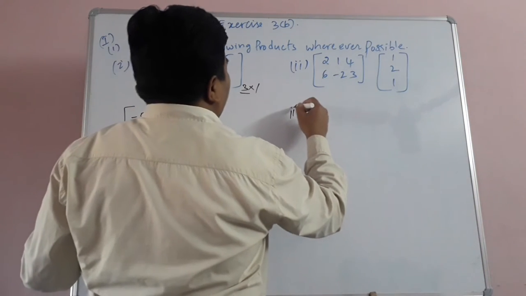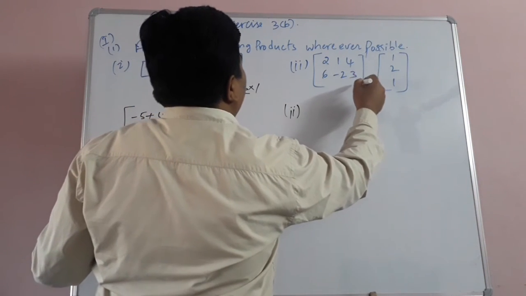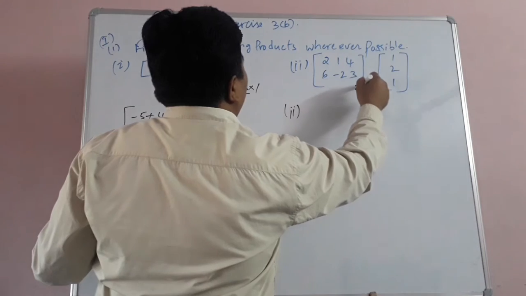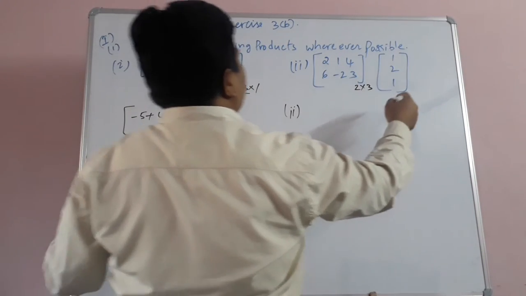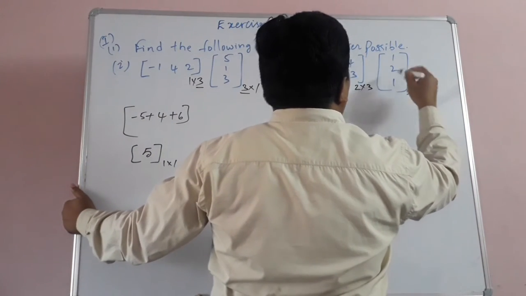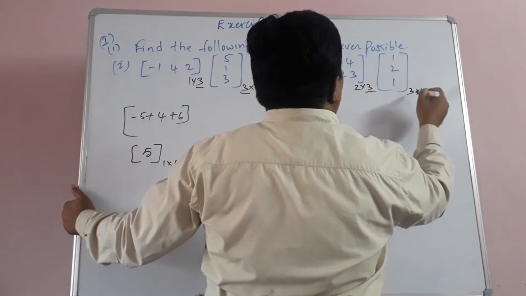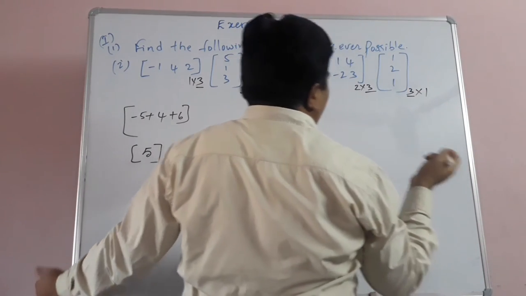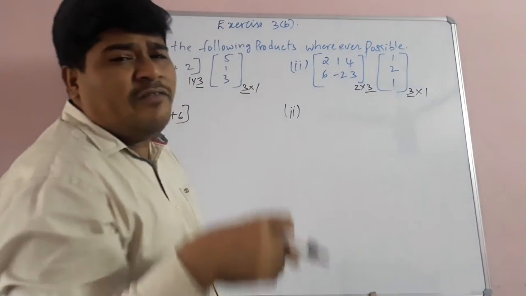Now let's see the second problem, children. What is the order of this first matrix? 2 rows, 3 columns, 2 by 3. What is the order of the second matrix? 3 by 1, 3 rows, 1 column. So what will be the order of the resultant product matrix, children? That's 2 by 1. 2 rows, 1 column will be there.